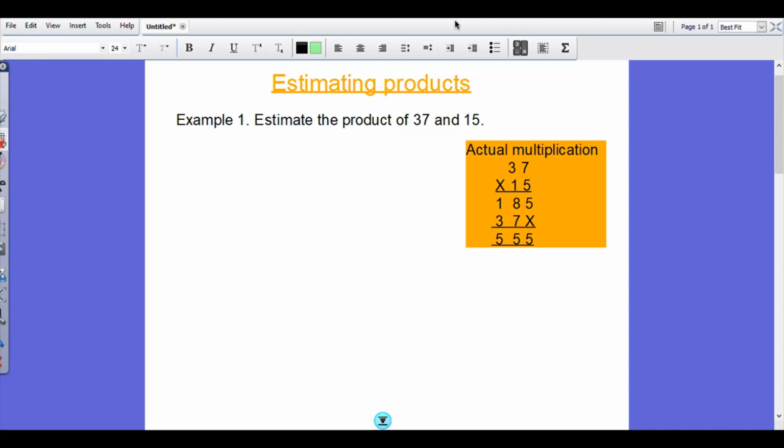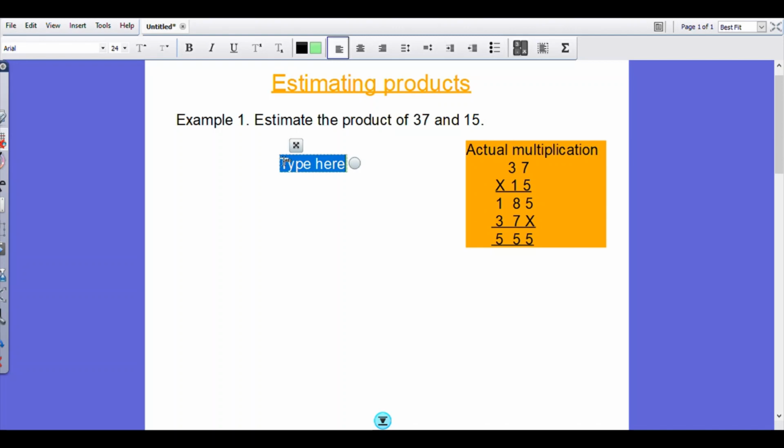Good morning, dear students. Today we are going to start the last topic of our chapter on multiplication, that is estimating products. Now see, I have taken one example. Estimate the product of 37 and 15. The actual multiplication, 37 into 15, gives the product 555.